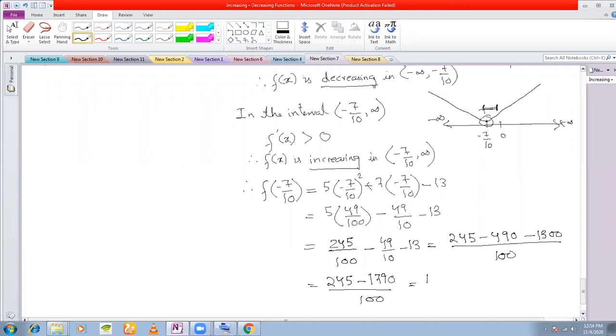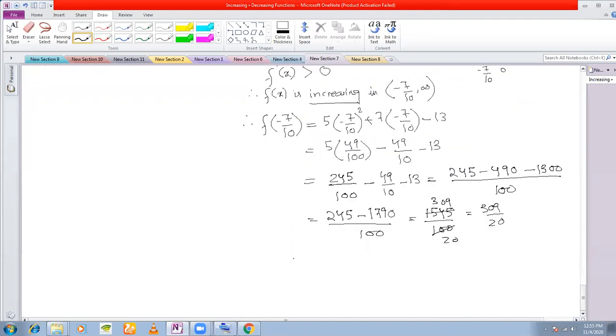$1545 divided by 100. You can cancel here also. So you're getting 309 by 20. So what is the turning value? 1545. What is the turning point? The turning point is x coordinate minus 7 by 10 and y coordinate 309 by 20. This is the turning point. Is that clear? How to find the turning point?